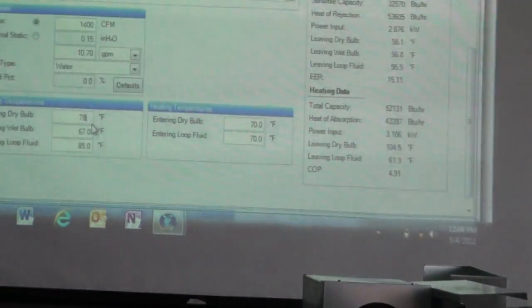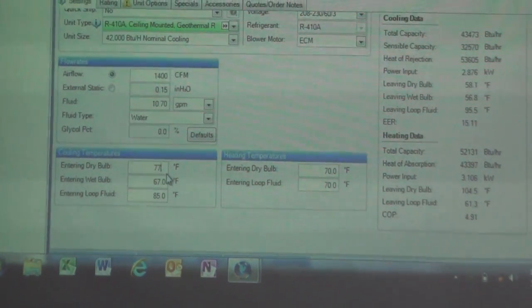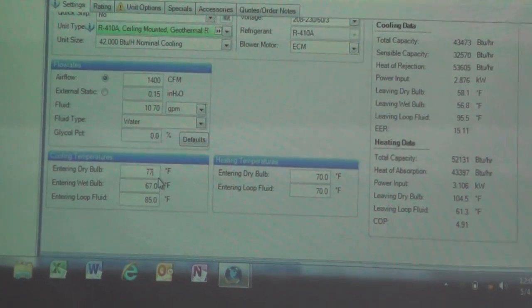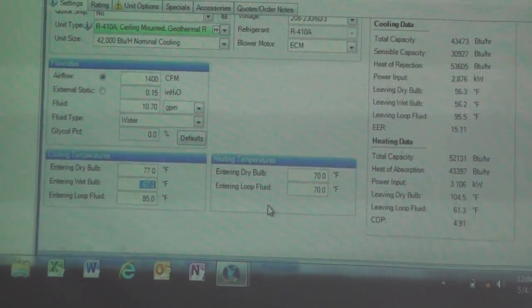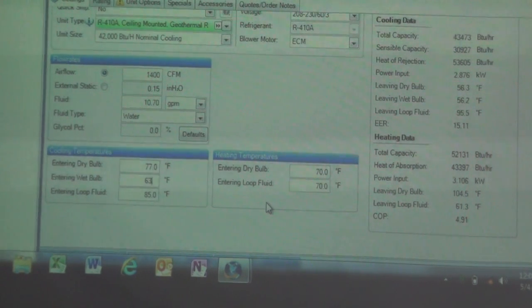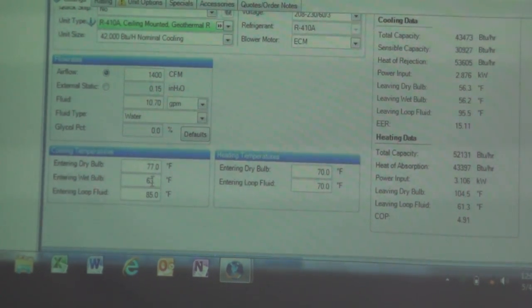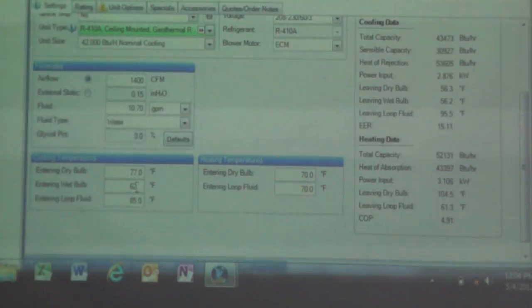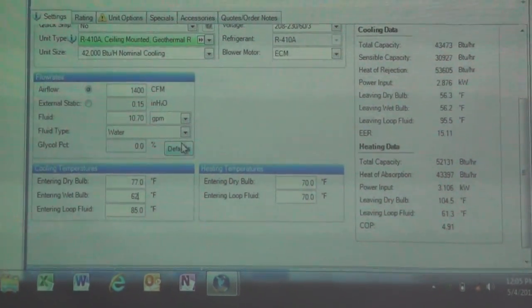Okay, when we go to, let's go to 77, and keep these numbers in your head: 43.4 and 32.5. 32.6. I want to be real accurate. 63, I'm marching the wet bulb down proportionally. It's about one wet bulb to almost two dry bulbs. So let's make it real forgiving.